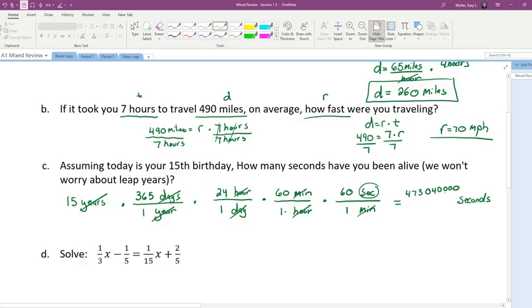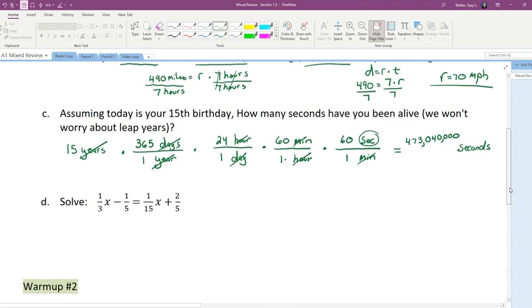Yes. So comma, comma. So the answer is, if we've been alive on your 15th birthday, exactly 15 years after you were born, to the second, minus leap years, looks like about 473 million seconds. Okay. So the purpose of this is, again, just to demonstrate to you how units can help you answer a question that you may not be sure what you should do. The units will tell you what to do.